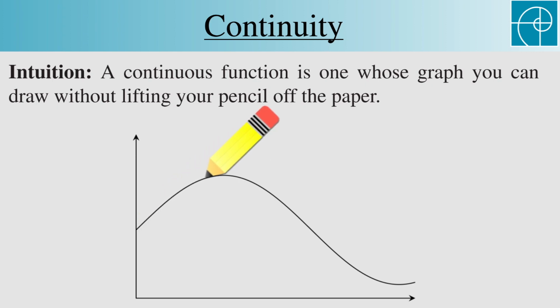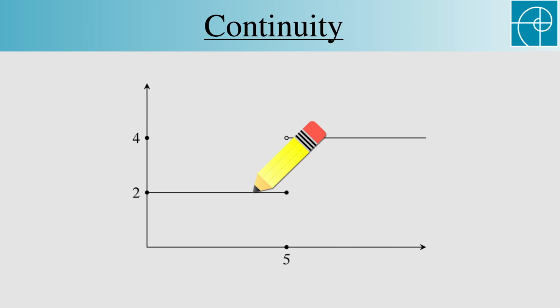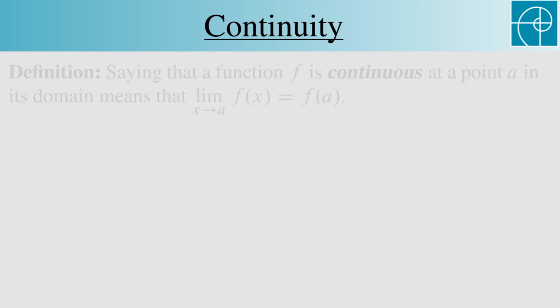So this, for example, is the graph of a continuous function. On the other hand, this one isn't, since you need to lift the pencil off the paper to jump from the part on the left to the part on the right. This is another discontinuous function, since we need to lift the pencil to draw the point up here. We could easily make this particular function continuous, though, by moving this point down to where it in some sense should be. Where it should be is determined by the limit, and this is how we define continuity.